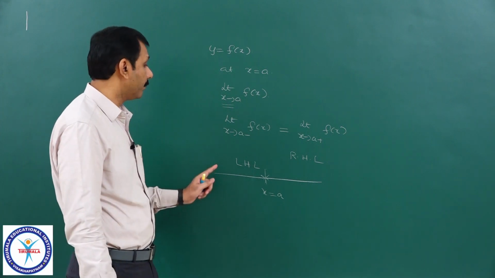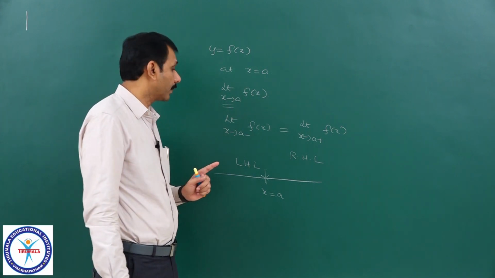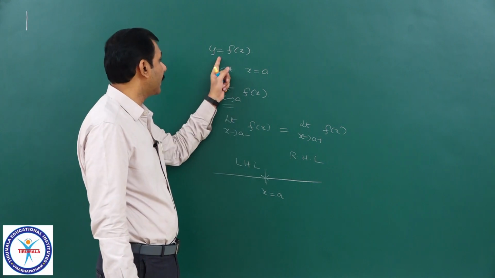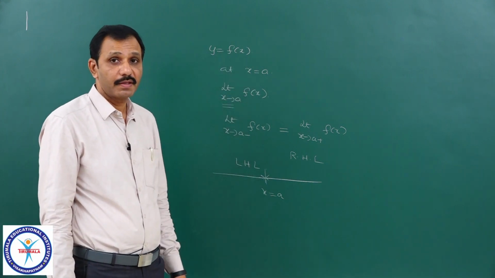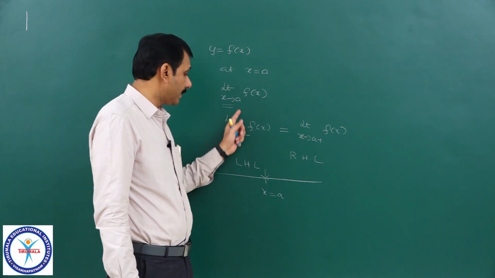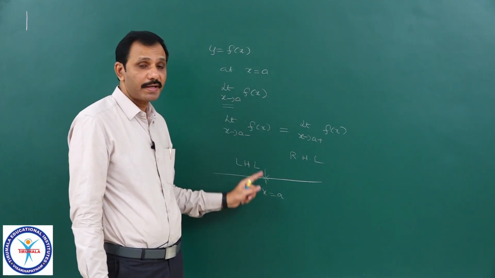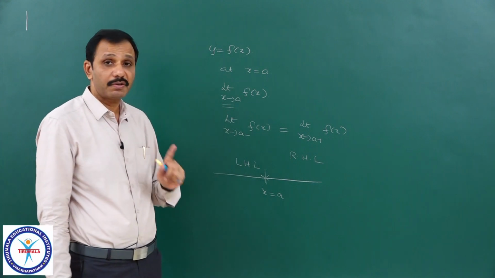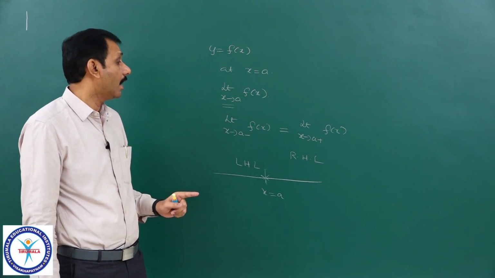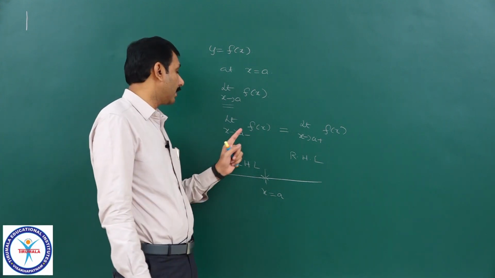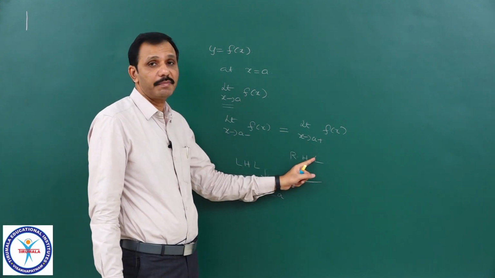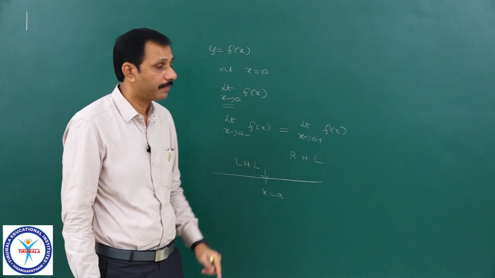But you must remember one point: this function at x equal to a need not be defined. Even though the function is not defined at x equal to a, we can still find a limit. To check the existence of a limit, we only need to check whether the left hand limit and right hand limit are both equal or not.